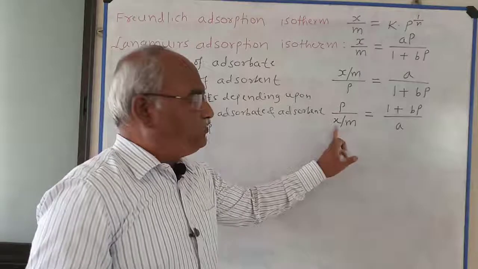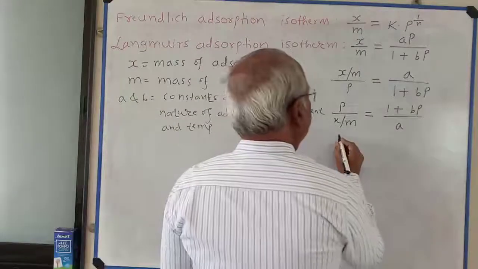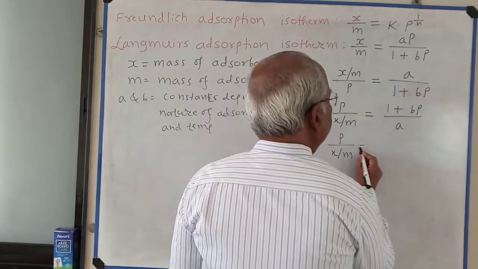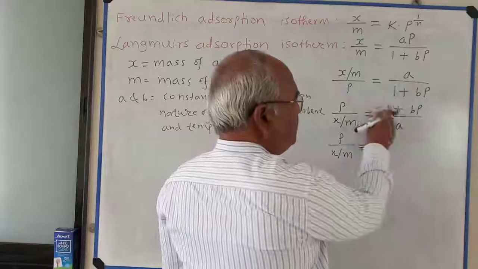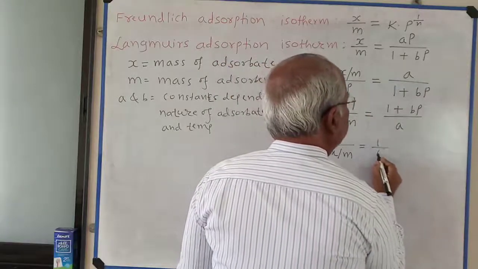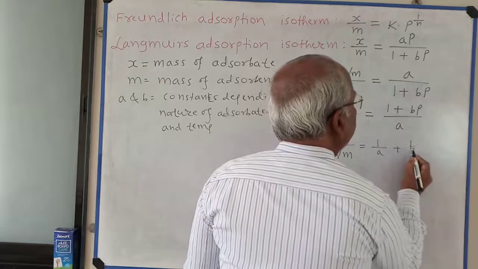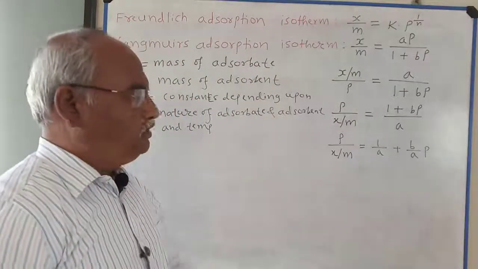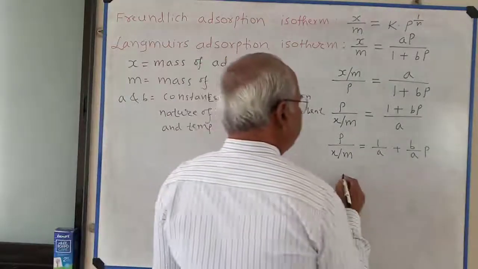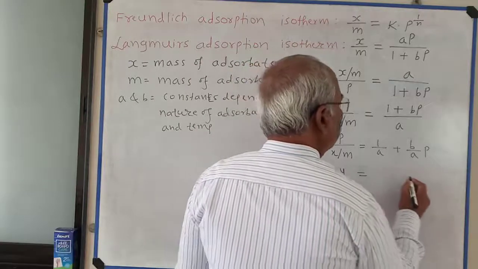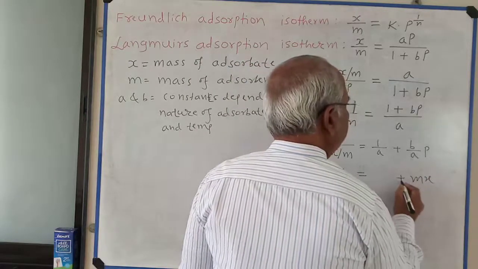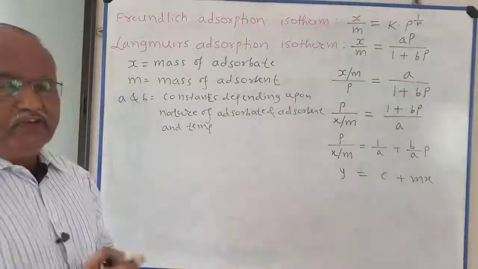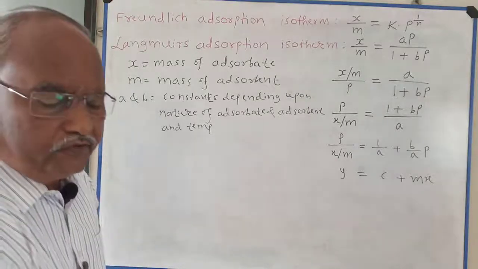So in the next step of this equation I write P divided by x upon m is equal to 1 upon a plus b upon a into p. This equation is similar to y is equal to mx plus c. The equation is similar to a straight line.